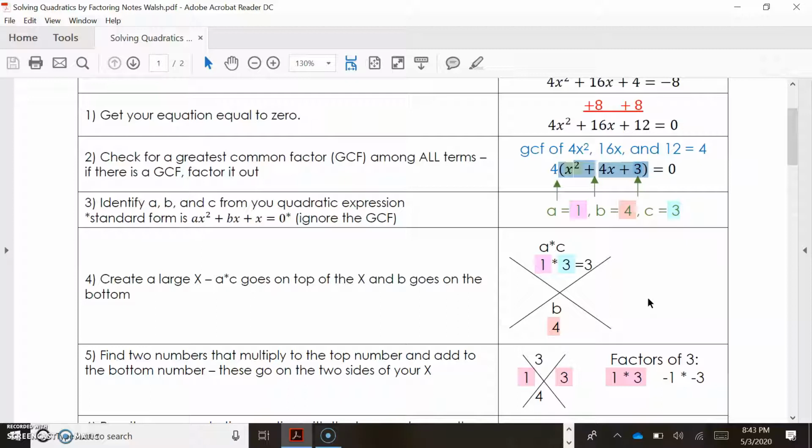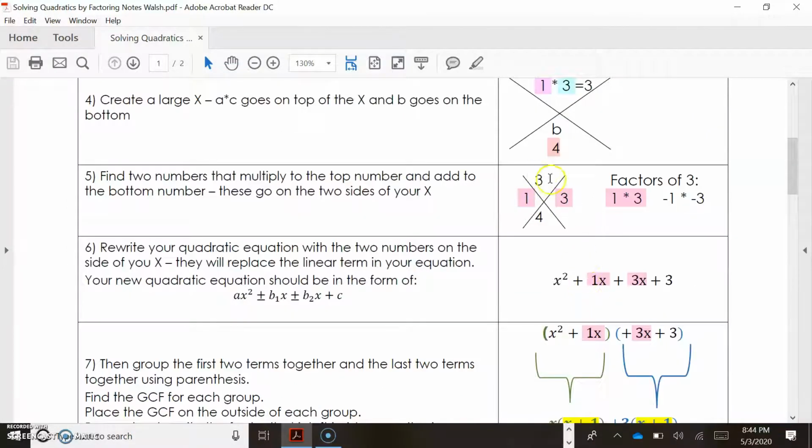So we want to be able to identify the a, the b, and the c value. Remember, when we talk about quadratics, we factor from standard form here. The GCF no longer matters. Remember, we created an x to organize our thoughts. On the top of our x, we had a times c, so 1 times 3 is 3. And at the bottom of our x, we had the b value, 4.